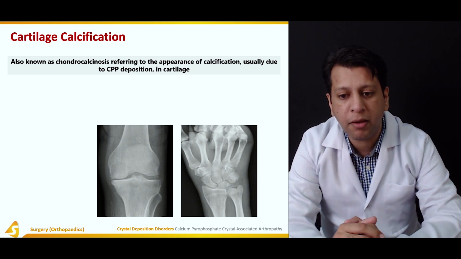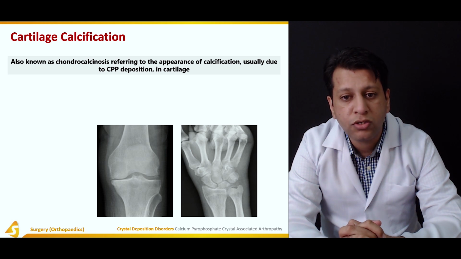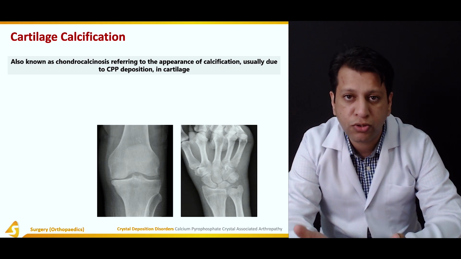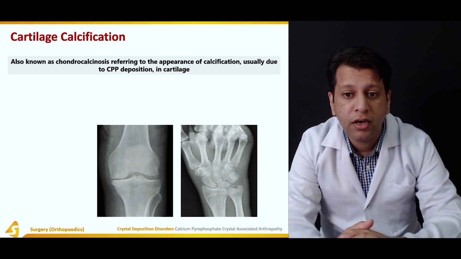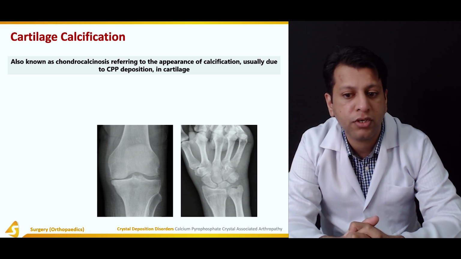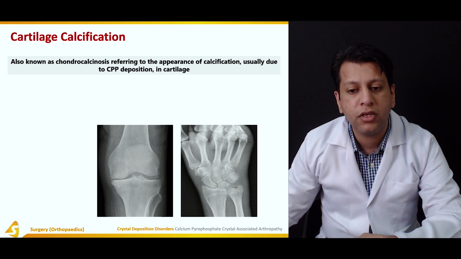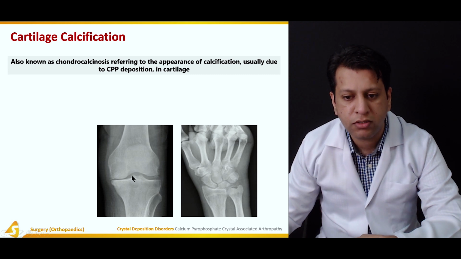Now let's see how this calcification takes place. It's also called chondrocalcinosis. Chondro is cartilage and calcinosis is calcium deposition, referring to the appearance of calcification, usually due to calcium pyrophosphate crystal deposition in the cartilage. If you see this diagram over here, this is showing an AP view of the knee joint, and there's reduced joint space on the medial side.